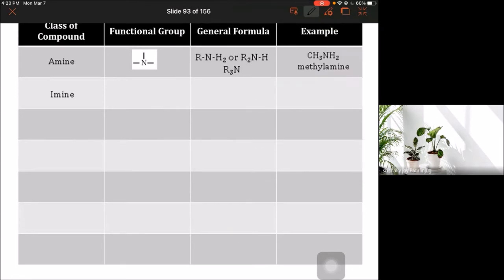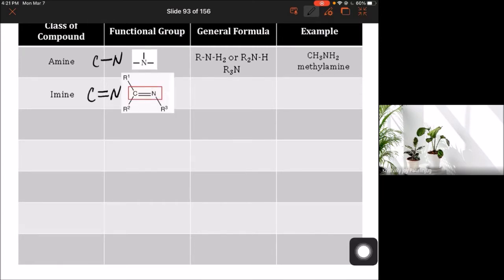Now, with regards to imine, this is what you should remember. Imine: carbon double bond nitrogen. Okay? Whenever it is carbon double bond nitrogen, that is an imine, as boxed in red. So, that is how you identify imine. Next, nitrile is carbon triple bond to nitrogen.